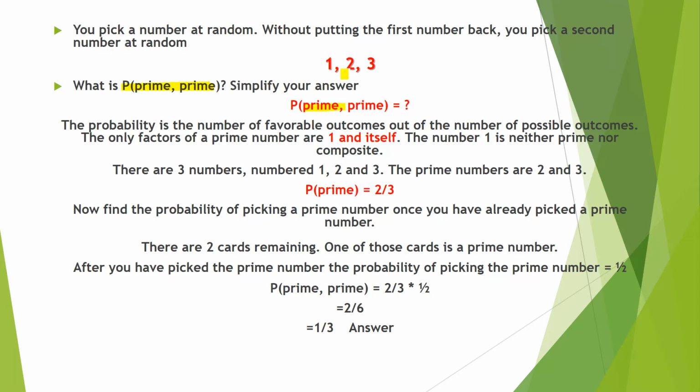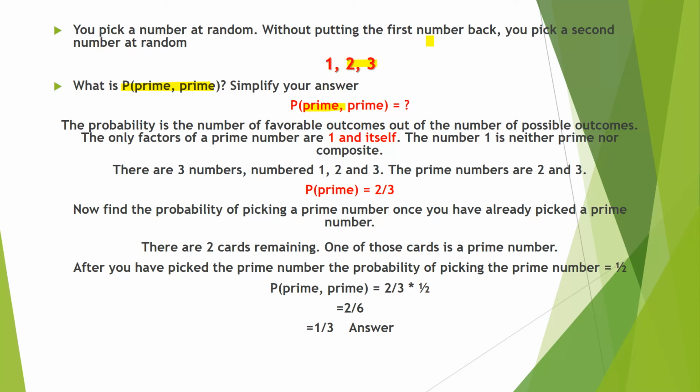In the case of these three numbers 1, 2 and 3, 2 has two factors, 1 and 2. 3 has two factors, 1 and 3. So these two are the prime numbers. And 1 is neither prime nor composite. So there are three numbers in total, 1, 2 and 3, and the prime numbers are 2 and 3.